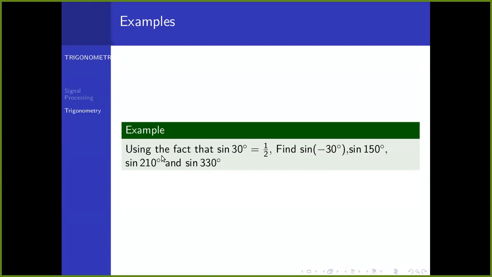So here is another example we can work out. It says, using the fact that the sine of 30 degrees is equal to a half, find the sine of these other angles: minus 30, 150, 210, and 330. What we're going to do with this one is play around with the unit circle to find the answers. But we know that the sine of 30 is equal to half, so we can use that as well.